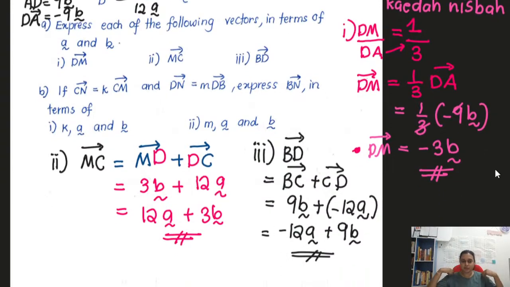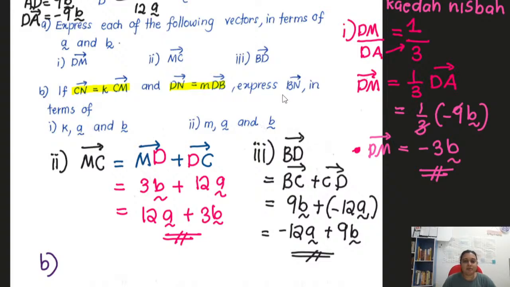Okay, now question B, the last one. Please pay attention. The last question, this one is very popular. Paper 2, this question is popular. I think you would have seen this in your trial paper also. Okay, B. If CN, take note, this is the part you have to take note. CN is equal to KCM. DN is equal to MDB. MDB sounds like our Malaysian MDB, right?